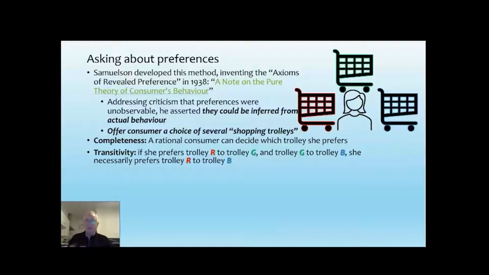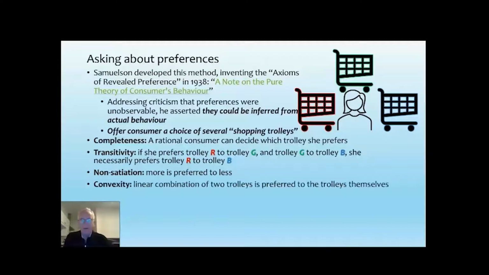So, combinations that a choice of A is greater than B and B is greater than C, then A is greater than C. Non-satiation, and this is an assumption which is so typically mainstream economics: more is preferred to less. So if you prefer trolley R and I add one more item to it, then you definitely prefer the modified R to the original R.